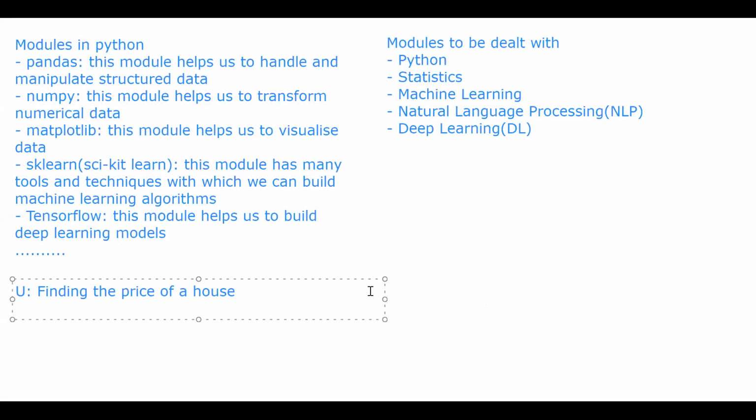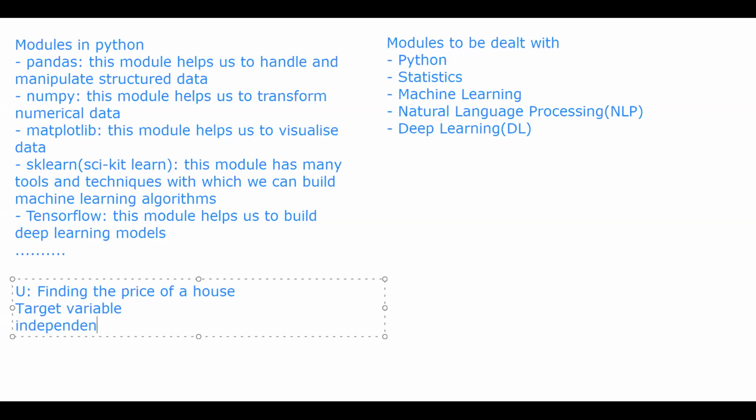In this, we have to look at two terms, the target variable and the independent variables. The target variable is also called the dependent variable. The target variable is nothing but the variable or feature which we are interested in finding. So in the use case which we assumed, what do you think is the target variable? The price of the house. So the price of the house would be the target variable.